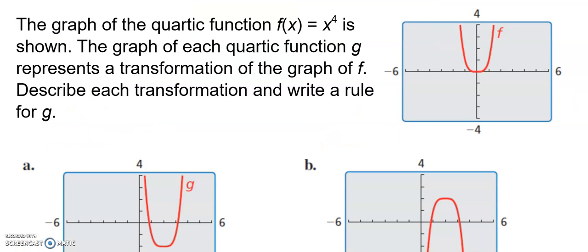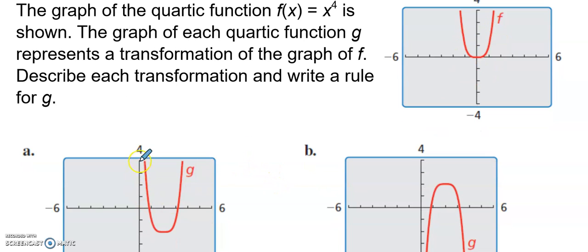All right, moving along, we're going to go a little bit quicker here. Same idea here. This is the basic function x to the 4th. So I want you to describe each of these transformations and write a rule for it based on the original function, x to the 4th. So pause the video, try that, unpause when you're ready to check.